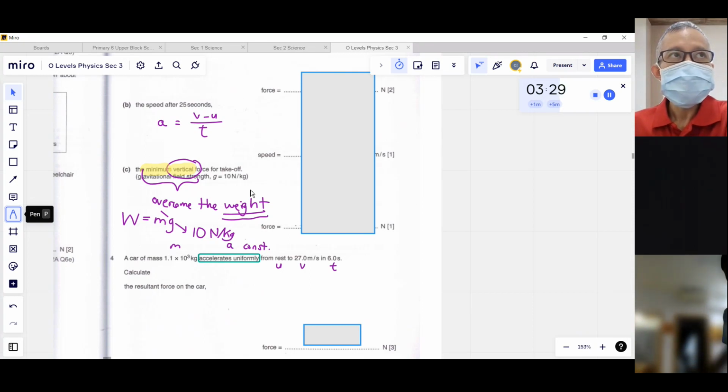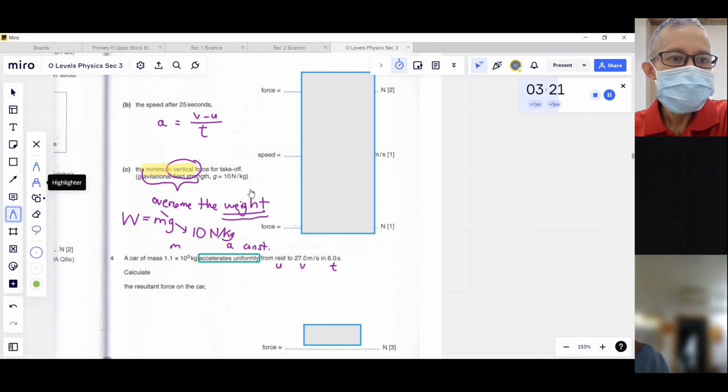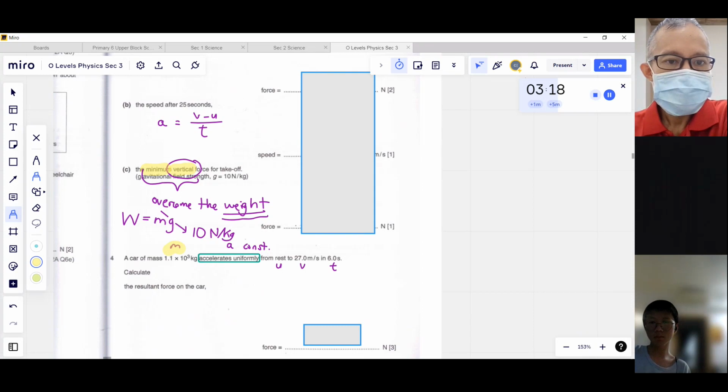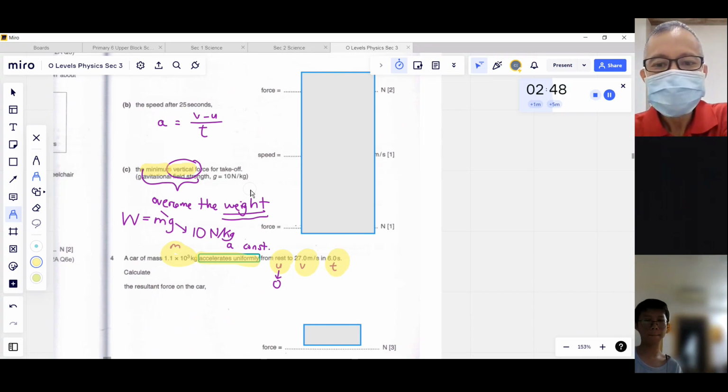Okay, everyone, I hope you have a better idea now. Again, guys, likewise for question 4, I've given you quite a lot of hints here. You know the mass. You know acceleration is constant. From rest means initial velocity is 0. You are also given final velocity. And you're given the time. Based on this, what should you use? You should have a good idea by now.